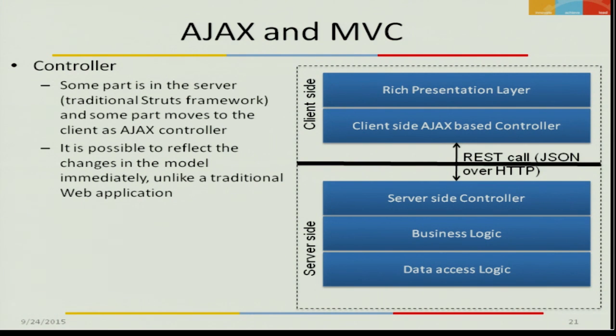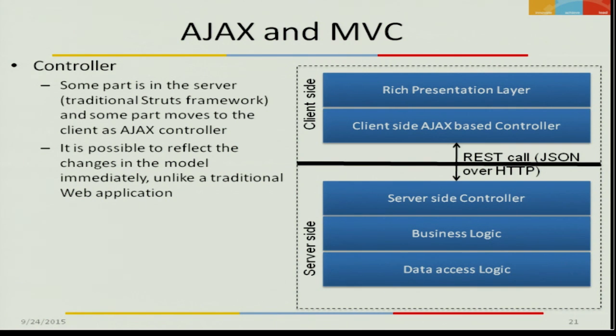Because of AJAX and asynchronous calls, it is now possible to reflect the changes in the model immediately, unlike a traditional web application. In the traditional web application, the model is not in the client but on the server side. When the model changes, it does not get reflected to the view immediately, because unless the browser makes a call, it doesn't get updated.